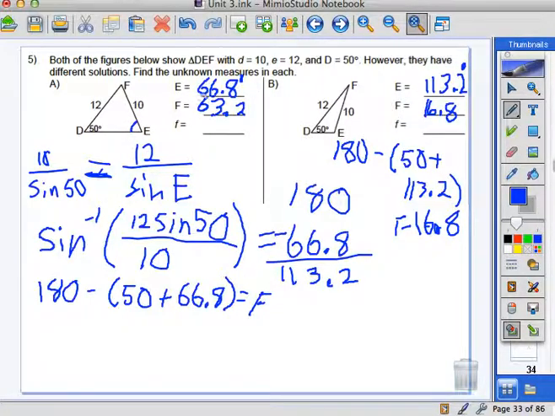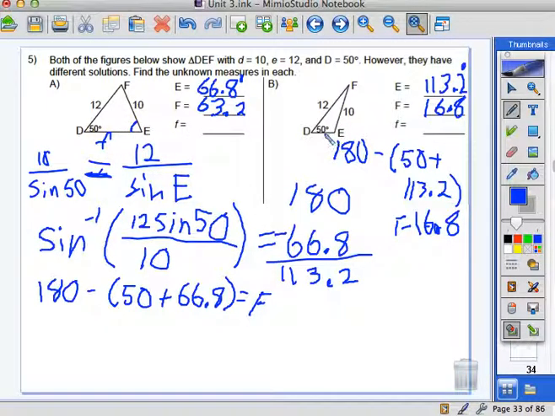So notice that because E is different, your F is also going to be different. Let me draw one out here. That should be 16.8. There's the one, a 6 and an 8. And because these two angles are different, your side F is also going to be different as well.